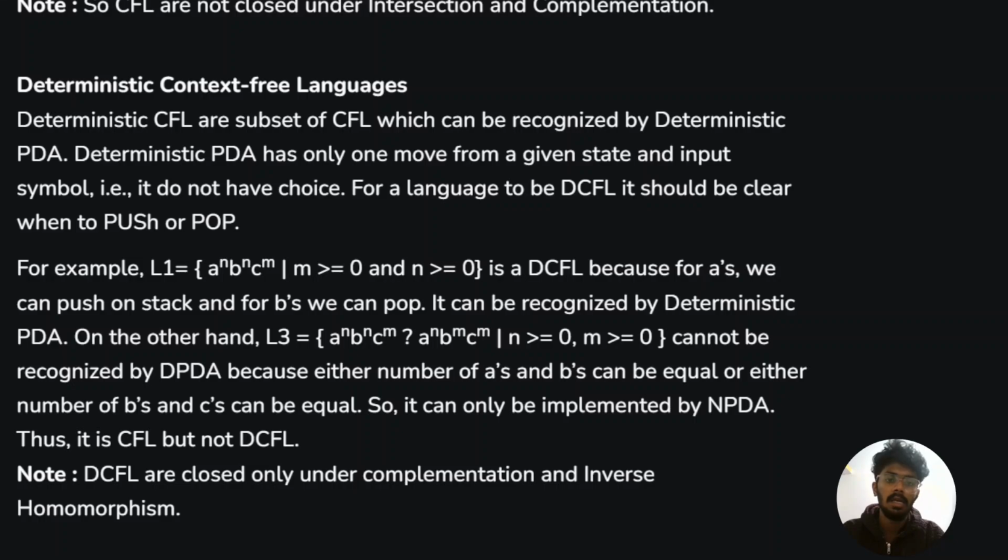On the other hand, L3 cannot be recognized by a DPDA because either the number of A's and B's can be equal or the number of B's and C's can be equal. So it can only be implemented by an NPDA. Thus, L3 is CFL but not DCFL. DCFLs are closed only under complementation and inverse homomorphism.